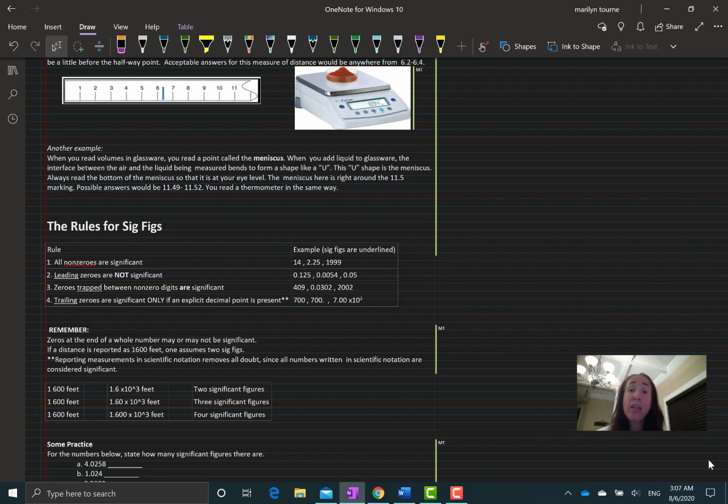Your book, if you have your book, has 5 rules. I've basically condensed those rules down to make it a little bit easier. So the purpose, once again, of sig figs is to be able to report the correct number of data points in your calculation. It's very important.